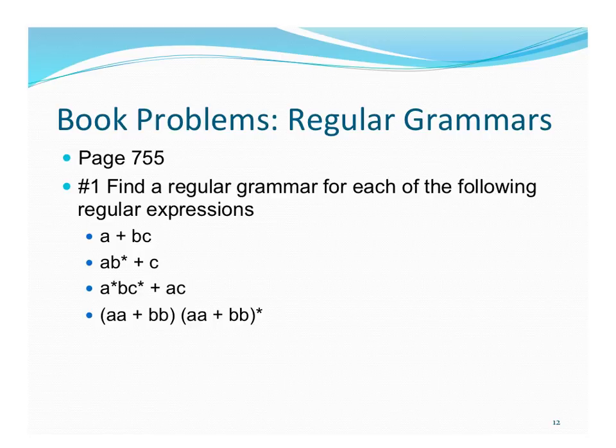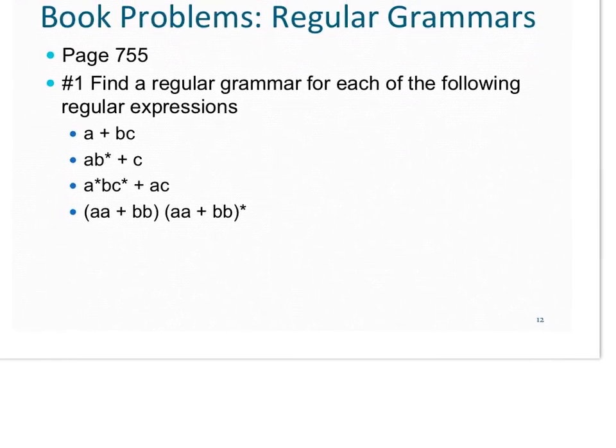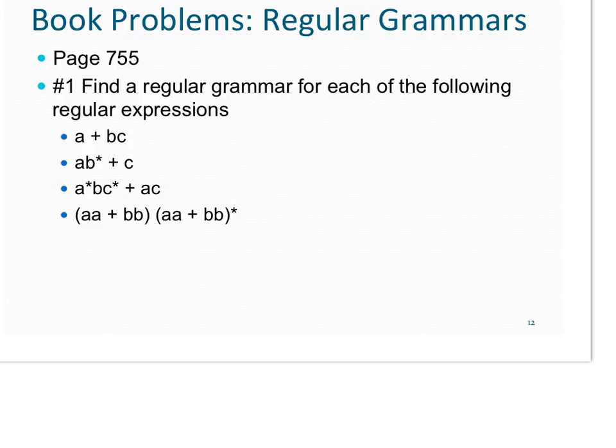All right, here's some regular grammar problems from the book. Find a regular grammar for each of the following regular expressions. So we'll start with A plus BC. Again, consider pausing the video and doing all of these, or pause the video in between them so that you get some practice. But for A plus BC, I'm just going to say S goes to A or BC. Trivial, right? The next one is AB star plus C.